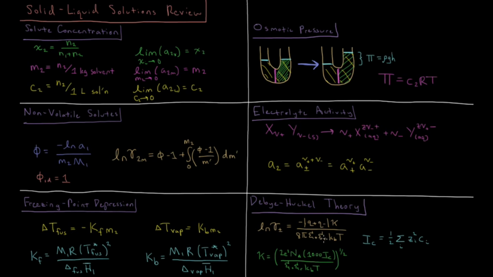the dielectric constant of the solvent, which is usually a number between about 1 and 100, times the Boltzmann constant times temperature. So this Debye-Huckel screening length kappa is equal to 2 times charge of the electron squared times Avogadro's number times 1000 times the ionic strength divided by epsilon naught, the dielectric constant of the solvent, times Boltzmann constant times temperature. And all of that to the power of 1/2, taking its square root.